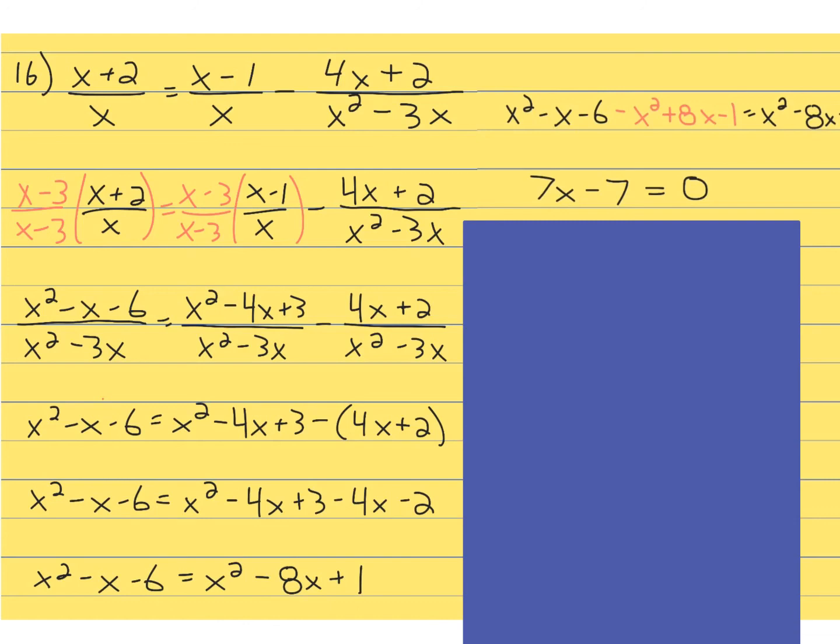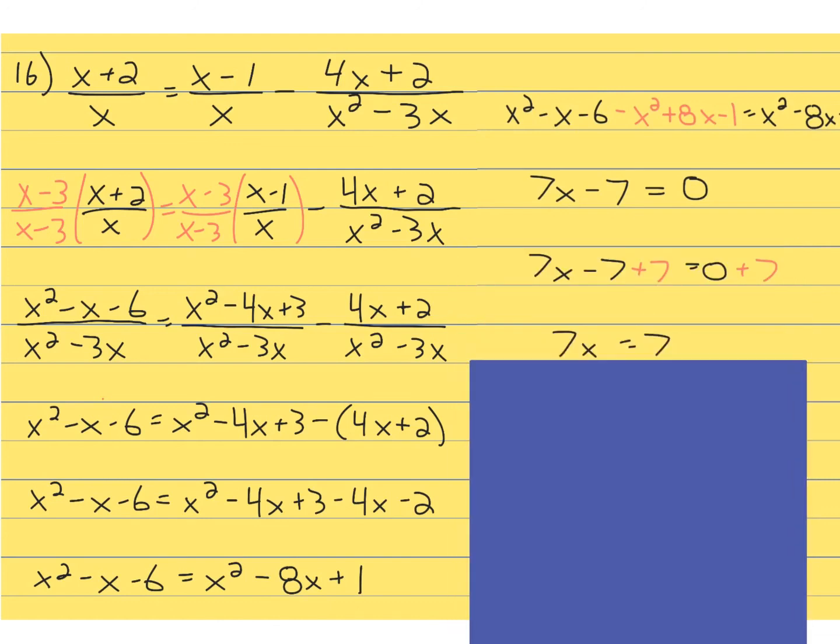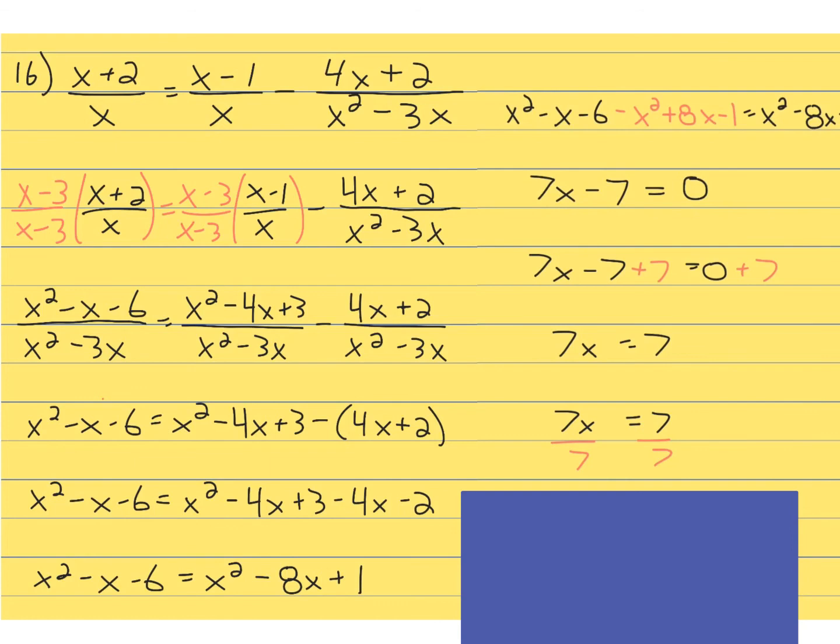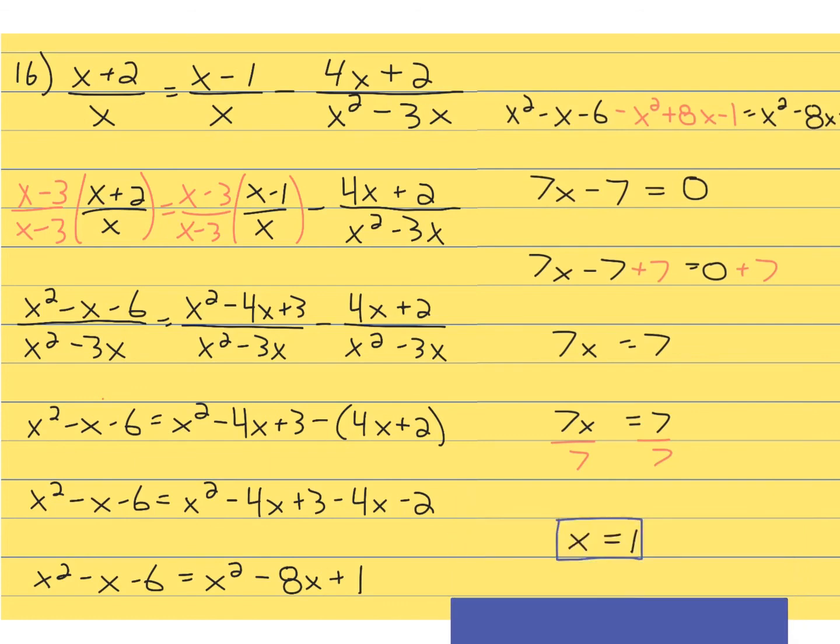And if we were to then solve that, we would add 7 to both sides to get 7x equals 7. We would divide both sides by 7, and we would find that x equals 1. And that's the solution to this one.